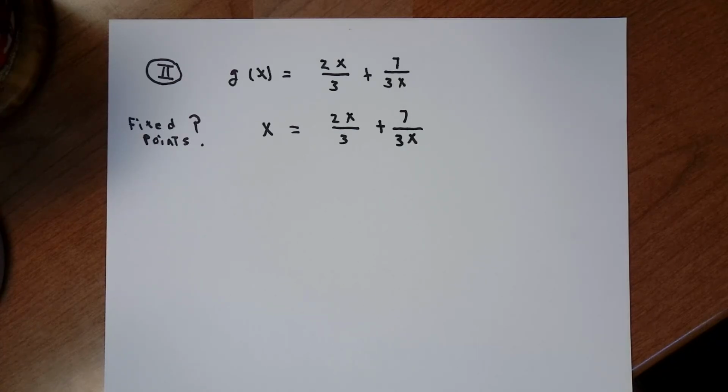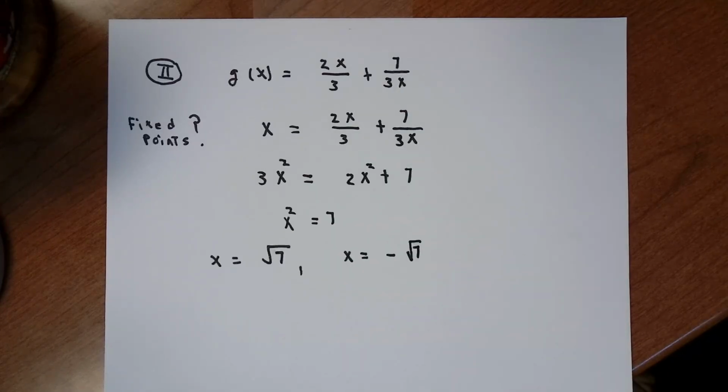I'm going to multiply both sides of the equation by 3 times x to get rid of the fractions. The resulting equation is easy to solve by standard algebra manipulations. I'll subtract 2x squared from both sides. Just like with the first function, it turns out that I have two fixed points, one positive, one negative, given by radical 7 and negative radical 7.